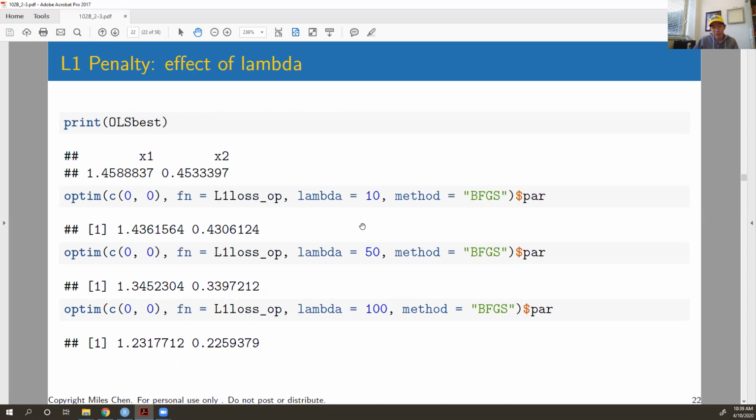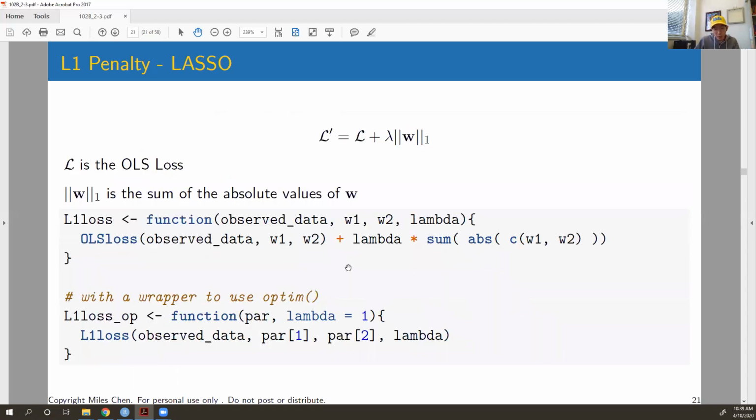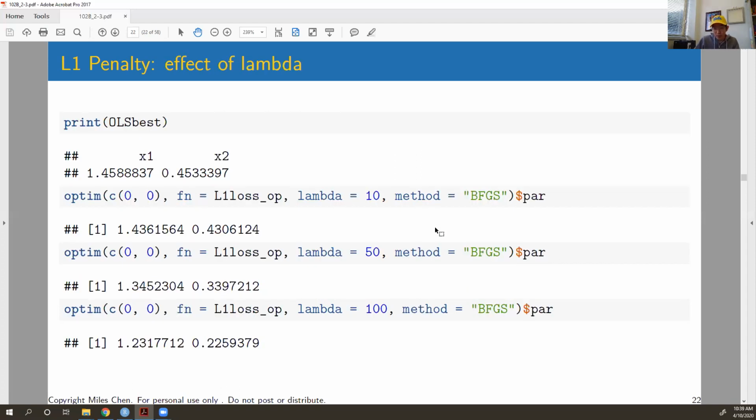Here I've run the same thing, trying to minimize the L1 loss, but using different values of lambda: lambda equals 10, lambda equals 50, lambda equals 100. Basically, larger values of lambda say that the penalty incurred by model complexity is greater. What we see is that as lambda increases, our coefficients for x1 and x2 go down. If lambda were equal to 0, it would be equivalent to the ordinary least squares measure, and these are the values that minimize ordinary least squares.